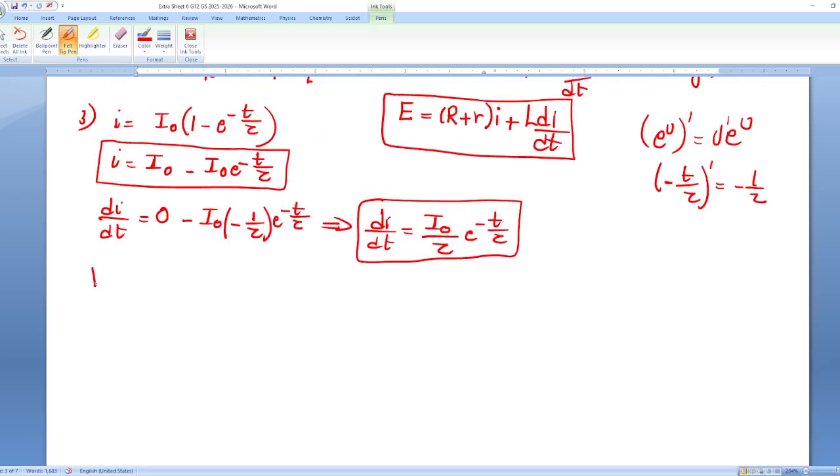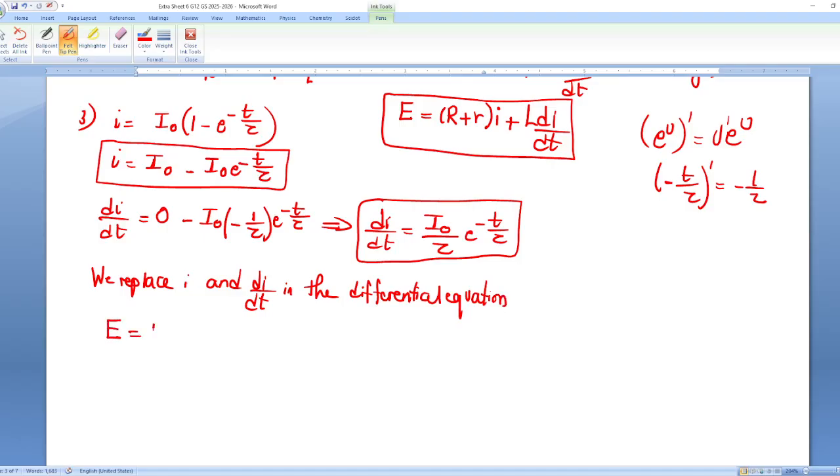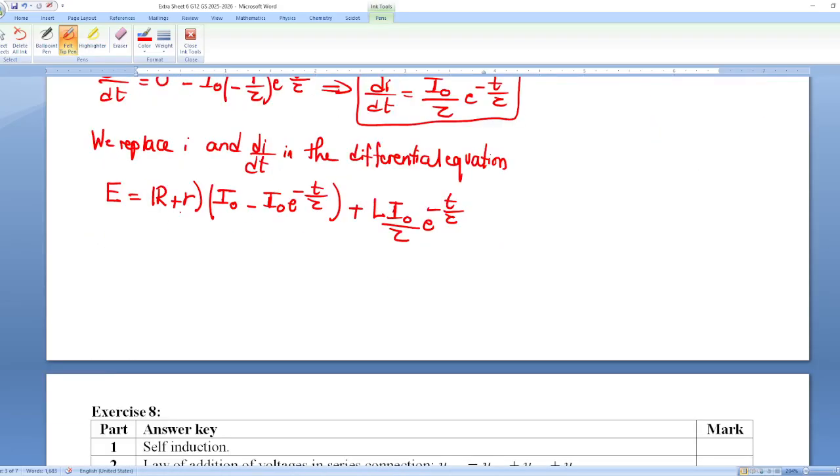We replace I and dI by dt in the differential equation. We have E equals R plus r multiplied by I, which is I0 minus I0 e power minus t over tau, plus L multiplied by dI by dt, I0 over tau e power minus t over tau. We expand R plus r into I0 minus I0 e power minus t over tau.